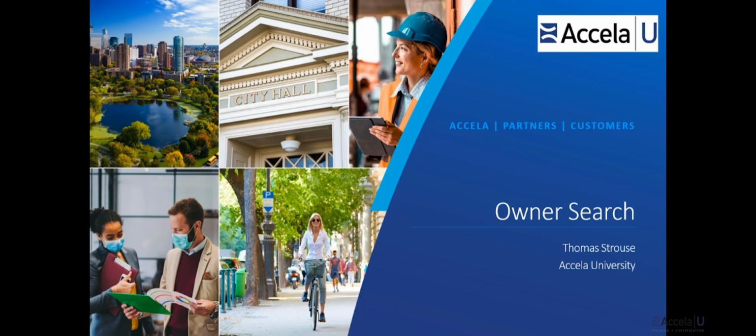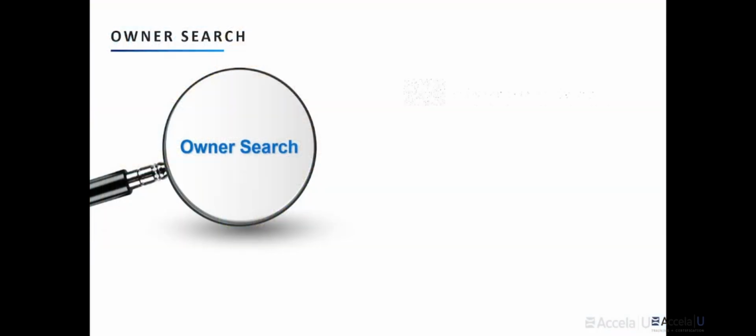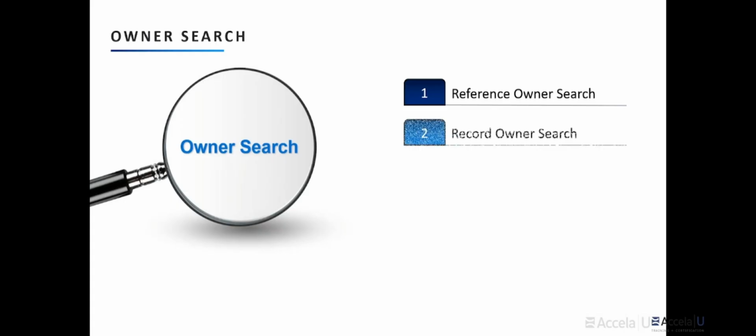My name is Thomas Strauss and I will show you how to use the reference owner lookup from several places within the Civic platform. First, I will demonstrate how the reference owner search tool works. Then I will show you how to look up and add an owner from both a record and the intake form. Let's get started.